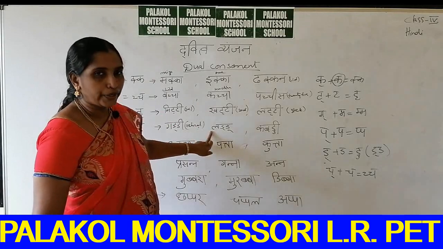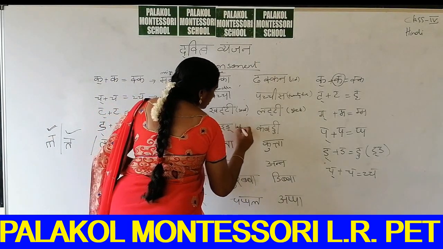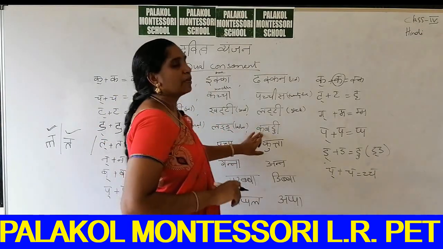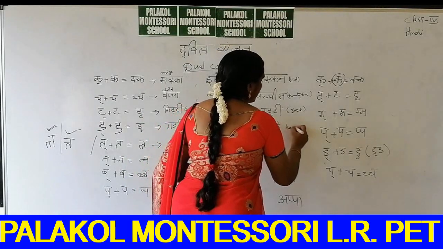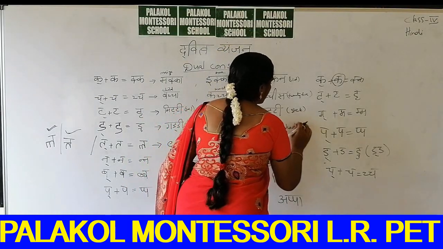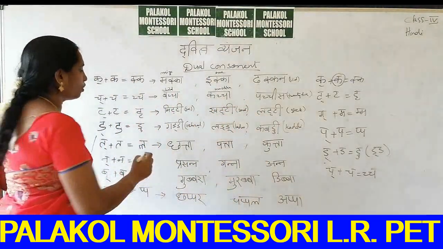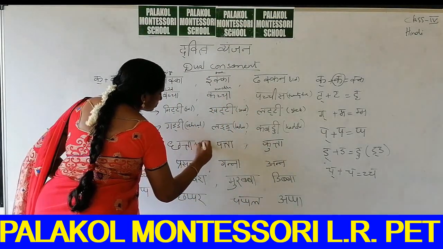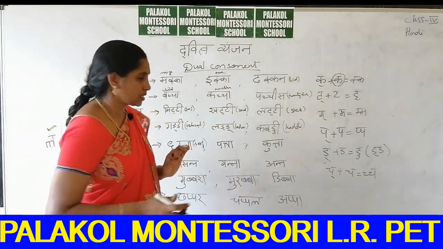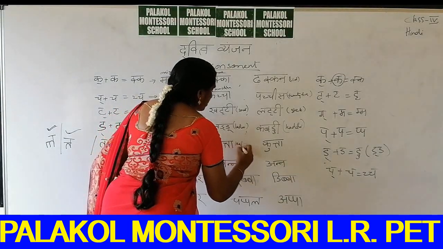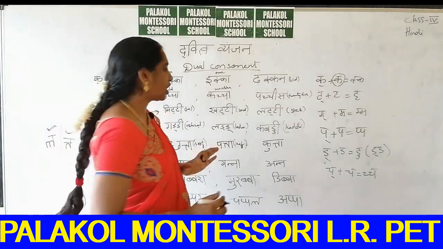Next, laddu. Here, laddu means, you know laddu, the sweet. Okay. Next, kabaddi. What is that? Kabaddi is a game. Okay. Chhata. Chhata means, you know, roof. Next, patta. Patta means leaf. Kutta. Kutta means dog.